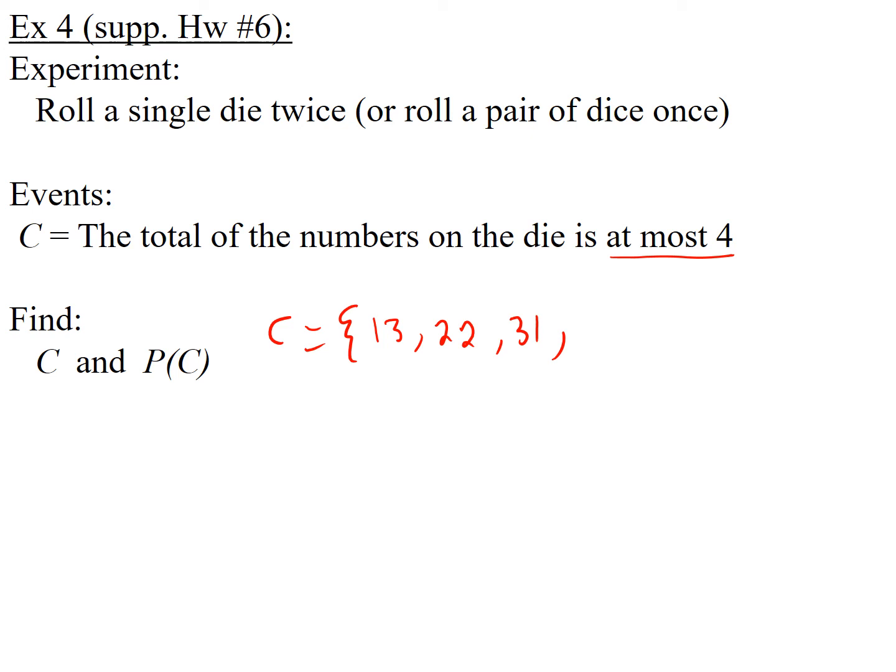How about total less than 4, like 3? If the total is 3, here's a way where the total is 3. Here's another way where the total is 3. Those are the only ways the total is 3. How about total 2? Like this. And you can't have a total less than 2, so that's it.